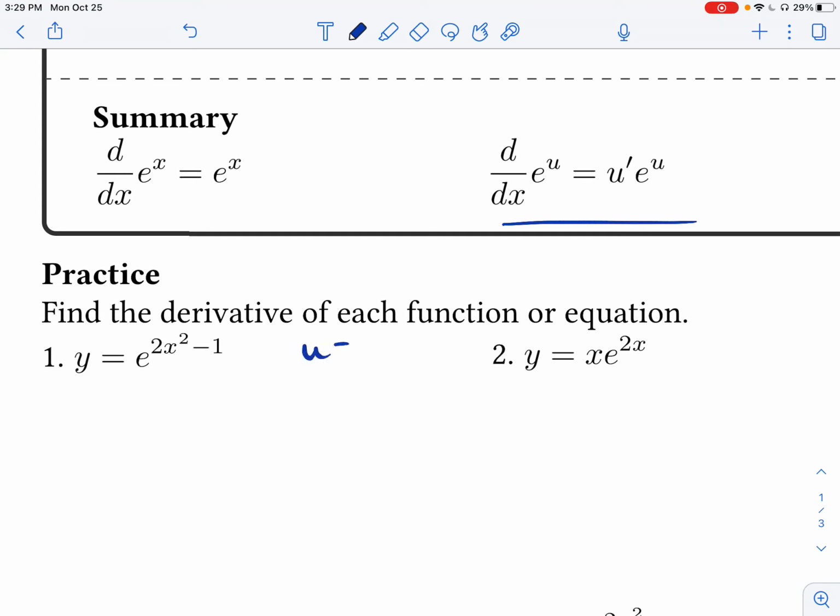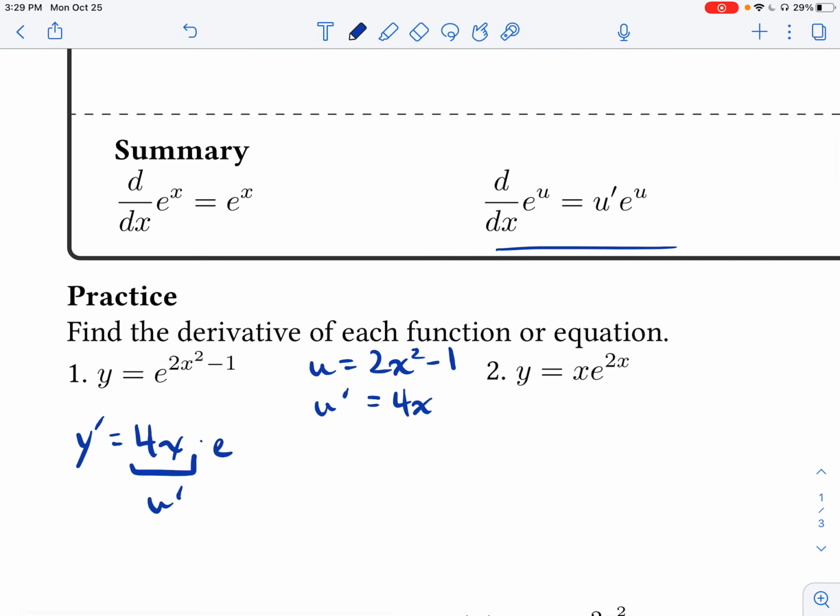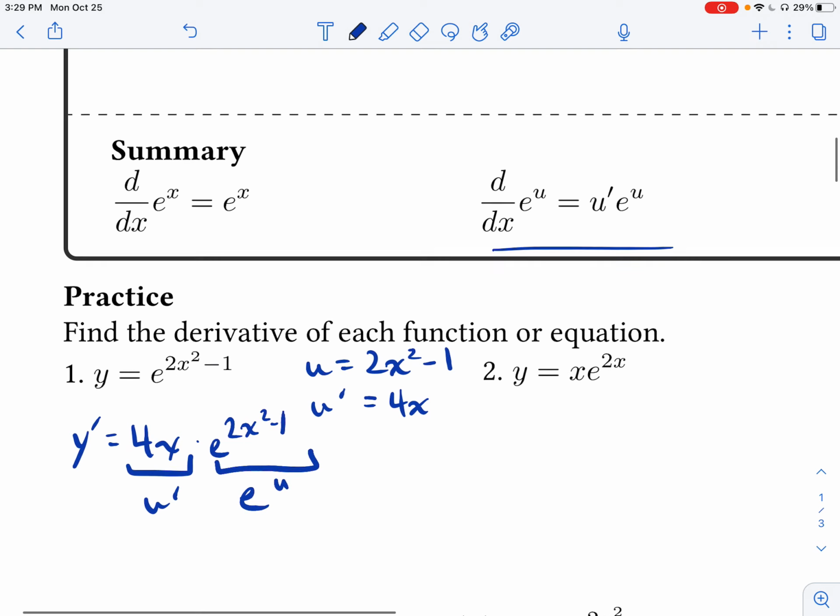So if we say u is equal to 2x squared minus 1, u prime is equal to 4x. So y prime here would be 4x, this is our u prime, times our original function itself, e to the 2x squared minus 1. This is our e to the u. Okay? All right, well, what about something like number 2 here?